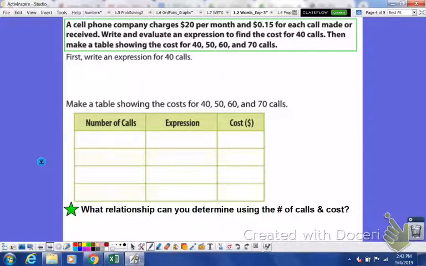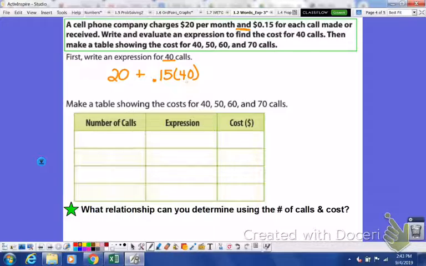So first we want to write an expression for 40 calls. So we know it's $20 per month. So I have to pay $20 regardless of how many calls I make or receive. Then in addition, remember that and tells us we want to add, it's 15 cents, don't forget your decimal, per call, and I know we have 40 calls. So $20 no matter what, plus 15 cents per call, and in this case it would be 40 calls.